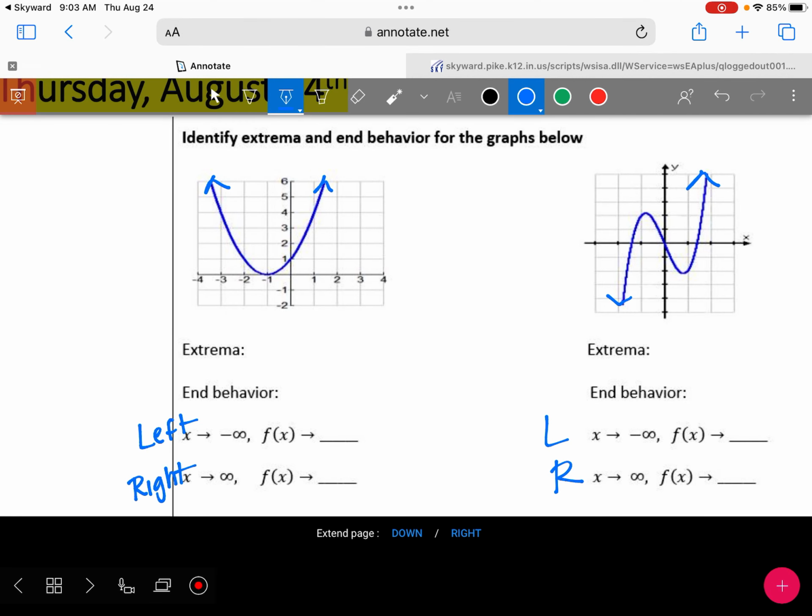Okay. What's happening on the left and right side of our graph? Both sides are doing what? Going up. Good. So what are we going to write? Both sides have positive infinity in behavior. Good job.